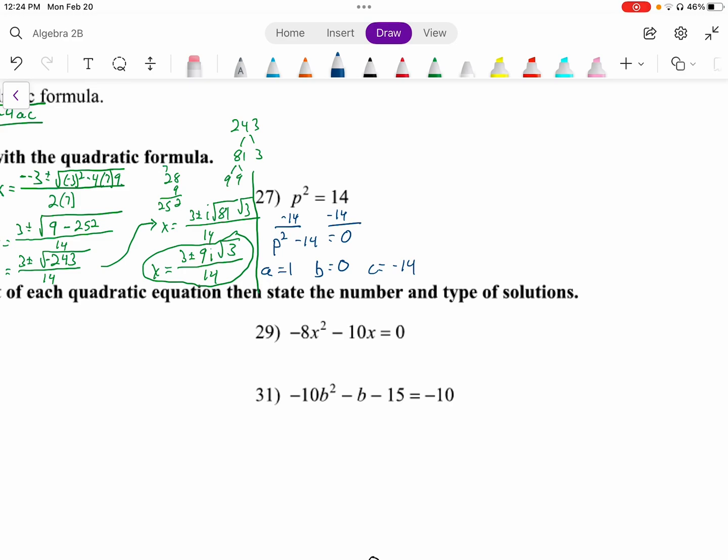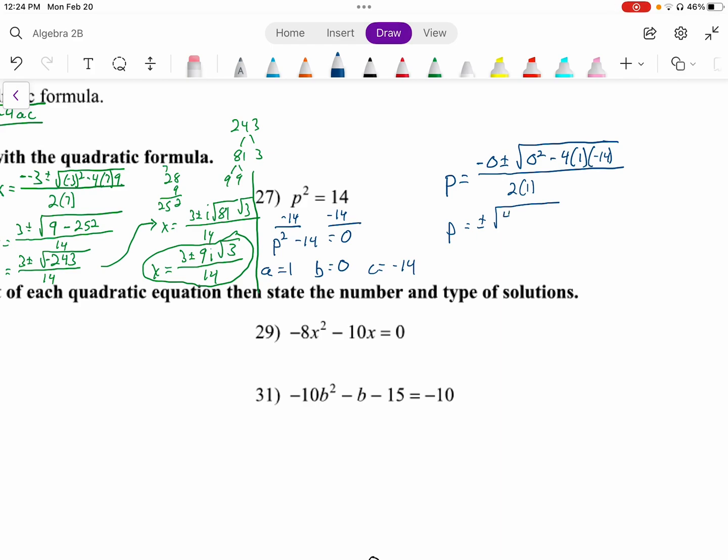And we can plug that into the quadratic formula. Instead of using x this time, though, we use p equals negative b. Well, b is 0, plus or minus the square root of b squared, which is 0, minus 4 times a, which was 1, times c, which is negative 14, all over 2a. So p equals, that negative 0 doesn't matter, so we have plus or minus the square root of 0 minus, but that's going to be plus, so 4 times 14.